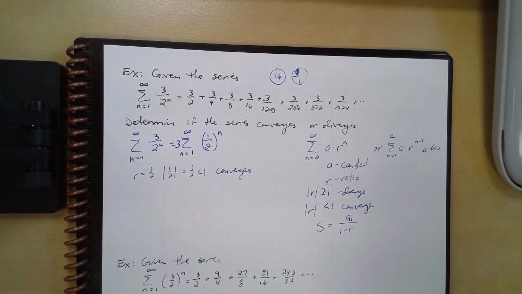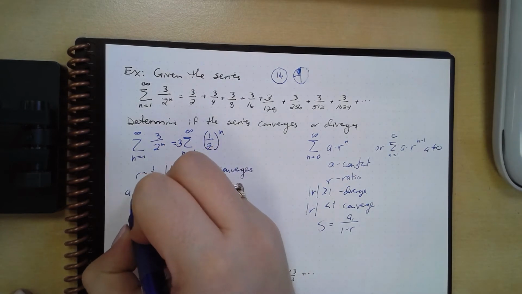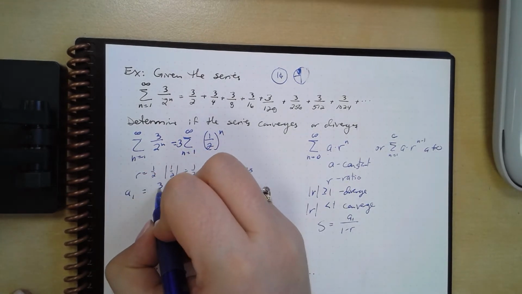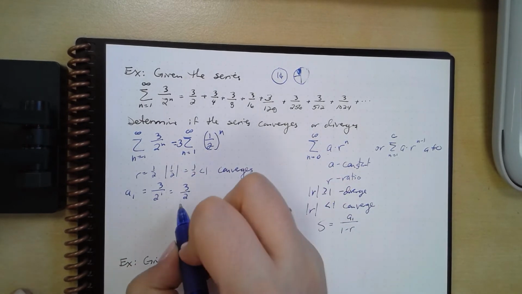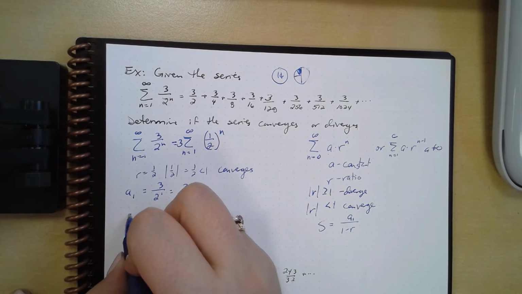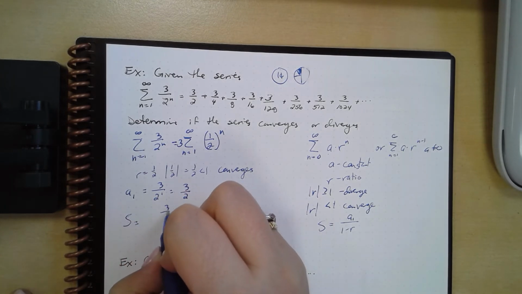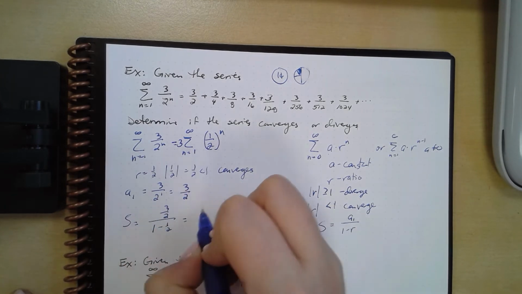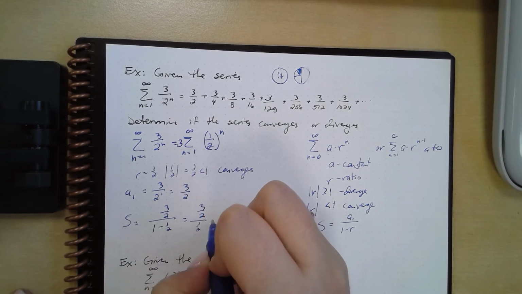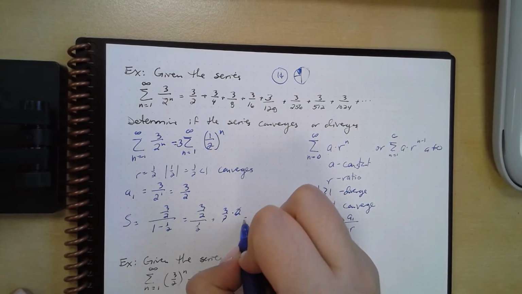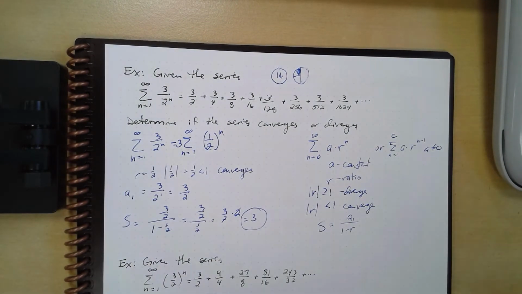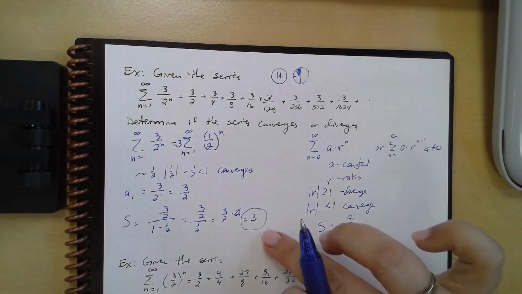But what does it converge to? Well, now we can find that. This series converges to a sub 1 over 1 minus r. A sub 1 is going to be equal to 3 over 2 to the first power, which equals 3/2. So S is equal to 3/2 over 1 minus 1/2, which is 3/2 divided by 1/2, which is 3/2 times 2, which is equal to 3. So this series does converge, and it converges to 3.